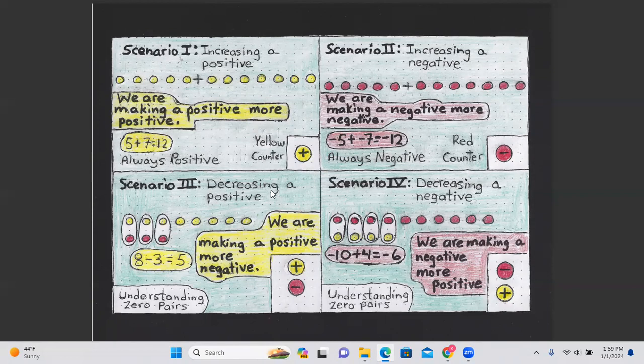Okay, so these are the 4 scenarios, but we're going to continue with comparing scenario 3 to scenario 4 in another video. But in the meantime, please pause if you need to, or replay the video as many times as you like.